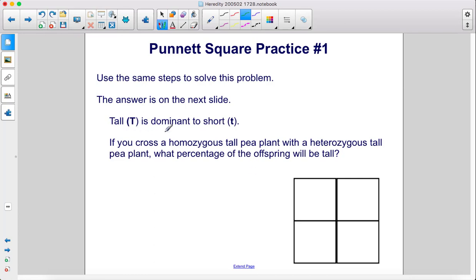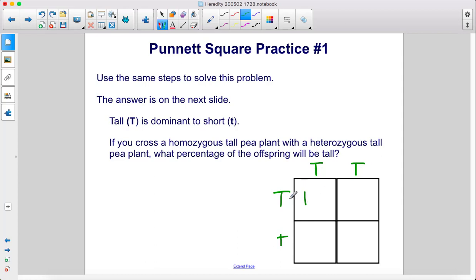Tall is dominant to short. If you cross a homozygous tall pea plant with a heterozygous tall pea plant, what percentage of the offspring will be tall? Alright, so a homozygous tall would be 2 capital T's, and then a heterozygous would be one of each, and it would be tall, with 1 capital T and 1 lowercase t. So what percentage of the offspring will be tall?